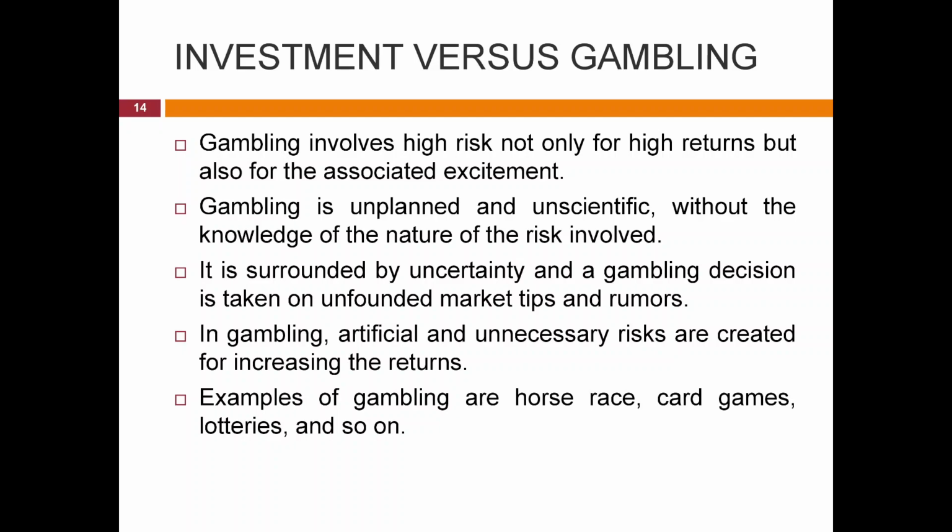And the last one is gambling. That is also done in the stock market, but it is basically related to lottery and horse race games. In case of lottery, again it is very unscientific and unplanned. Again it is based upon hunches. There is no long-term gain or long-term objective. It is again based upon a short-term objective.